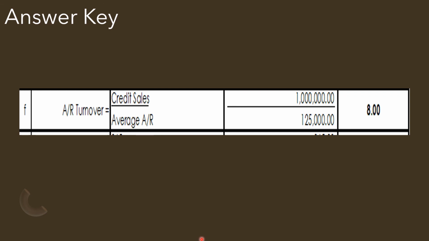There will be some additional information stating na 400,000 out of 1 million is paid in cash. Parang ganon. So, meaning 600,000 lang yung credit sales or yung utang na sales. Right, so we have here 1 million buo over your average AR, same procedure. AR year 1 plus AR year 2 divided by 2. So, we should be getting 8.